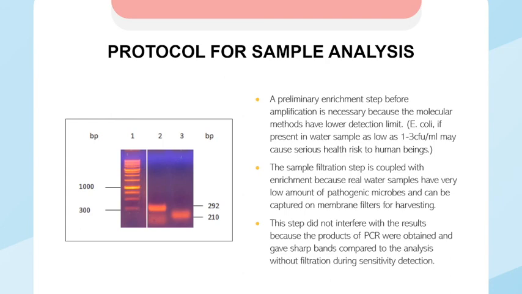Next, the sample filtration step is coupled with enrichment because real water samples have very low amounts of pathogenic microbes, which can be captured on the membrane filters for harvesting. This step did not interfere with the results because the PCR products were obtained and gave sharp bands compared to the analysis without filtration during sensitivity detection.